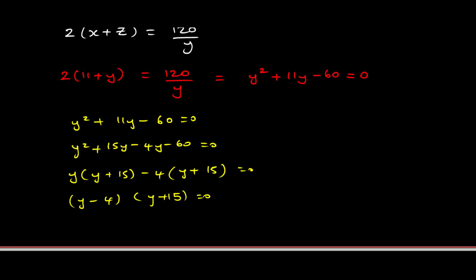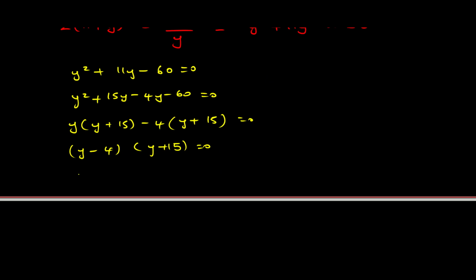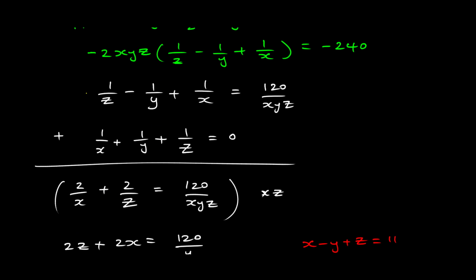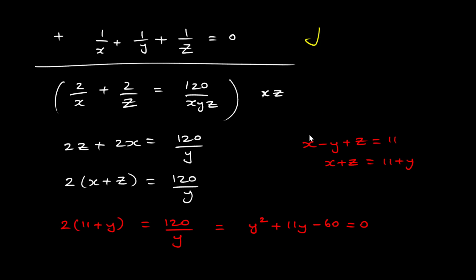So by taking a look at this, we could see that y is either 4 or y is equal to negative 15. Now, here at this point where we add, we're going to use this equation. However, this time we're going to subtract, so we could actually find another variable. So let's rewrite our equation.